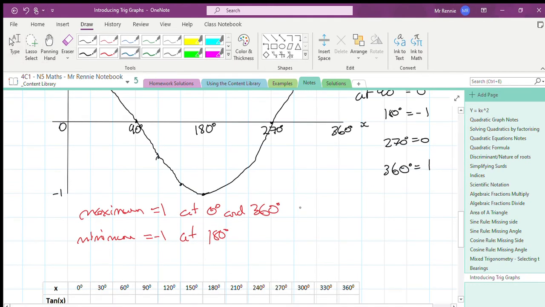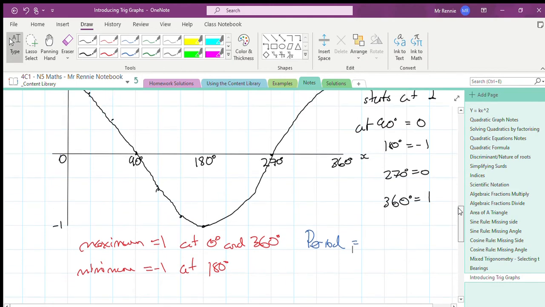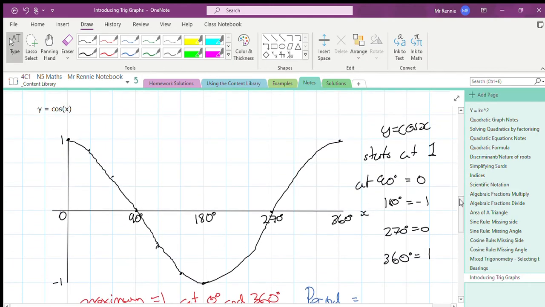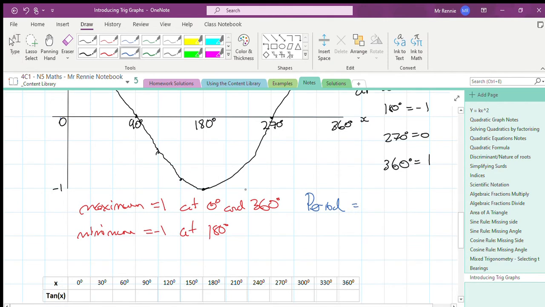Period of the graph. The period is from when it starts to when it completes itself, and then it would repeat itself. So we started at 1, and it took us 360 degrees to go back up to a height of 1. Therefore, it will start again, so the period again would be 360 degrees.